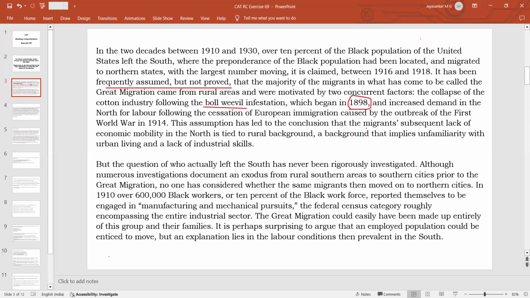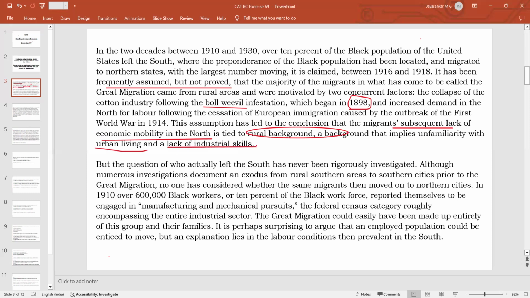So the subsequent lack of economic mobility in the north means that after their migration to the northern United States, they were supposed to succeed economically. That is why they migrated, right? But they did not succeed economically. Why? What was the result? Because they were basically from the rural background in the southern United States, they are unfamiliar with urban living. So they don't know how to live in a city and they don't have any industrial skills.